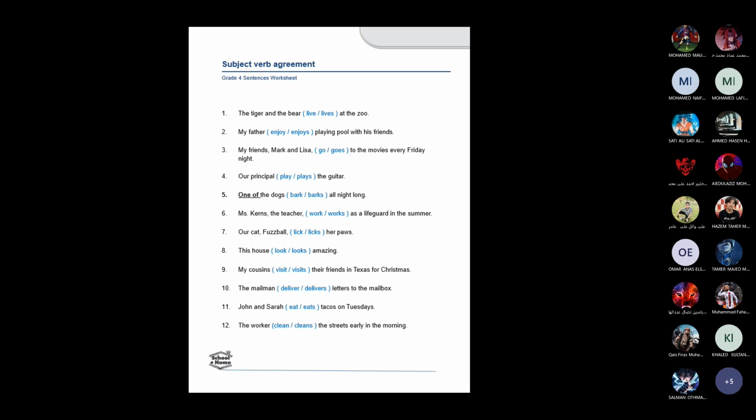Khalid, you solved another page. You have to solve this page, Khalid. This page, you have to solve it. I said many times, the page which is on the screen. Okay. And this is the page, guys, if you want to solve it by yourselves.